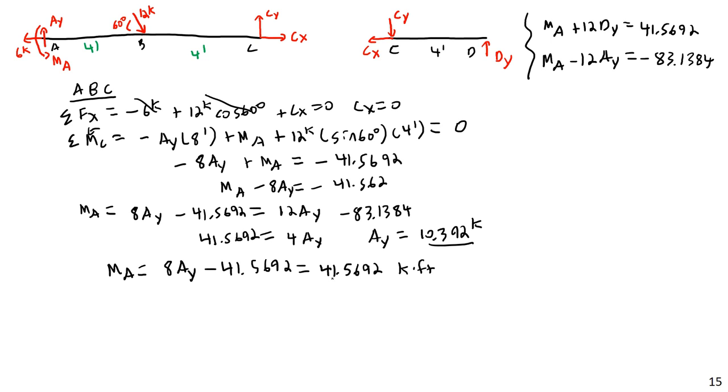Because we built all this in kips and feet, the units for the moment, even though we haven't carried it all the way through, would be kip feet. And then, once I know MA, I can easily get DY as well. Just going back to this original equation, I can say that MA has to be equal to 41.5692, and this is where things are going to get interesting, minus 12 DY.